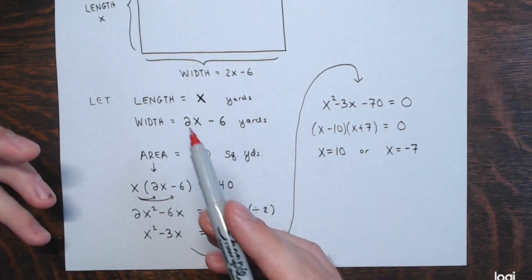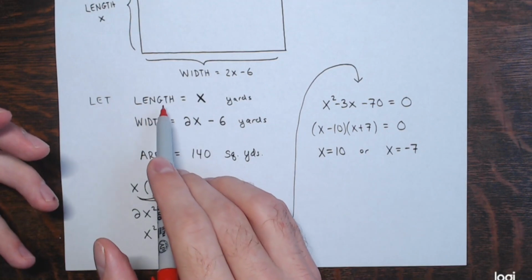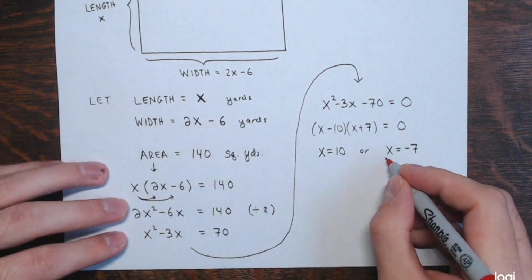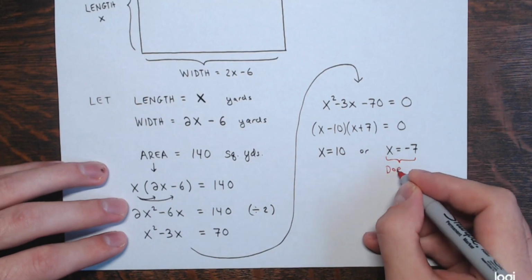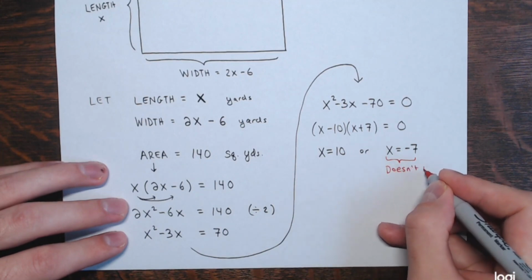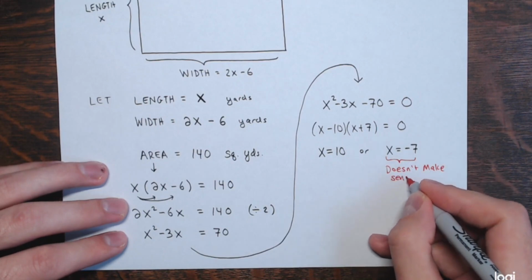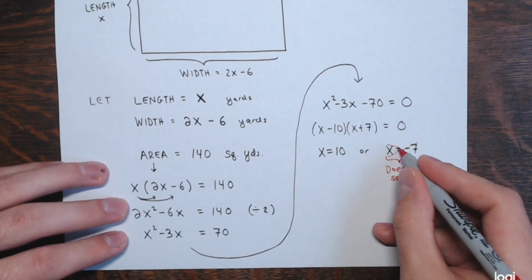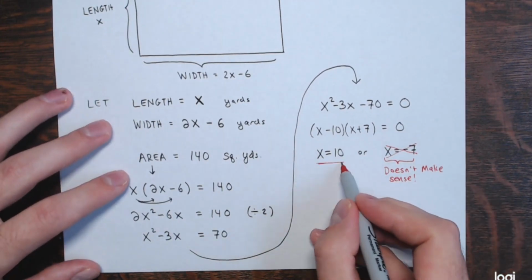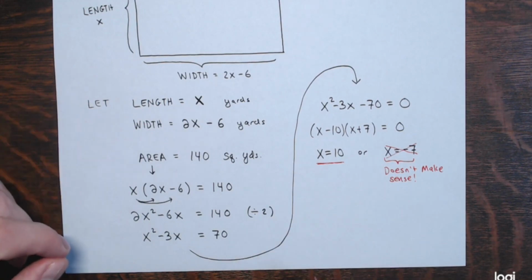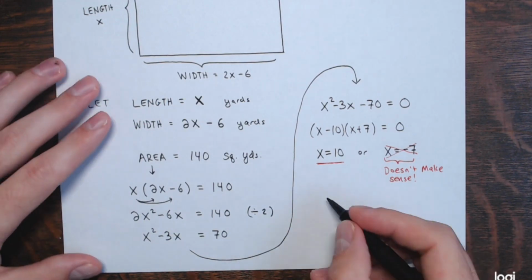Once again, think about the problem. This is a rectangle we're talking about. X represents the length of this rectangle. So having x be negative 7, once again, doesn't make sense in real life. Having a negative length. So I'm going to eliminate it. Negative 7 is gone. The only one that does make sense is having a length of positive 10, positive 10 yards.